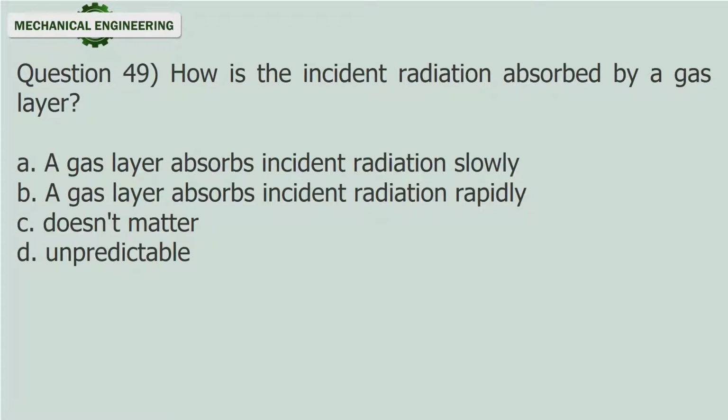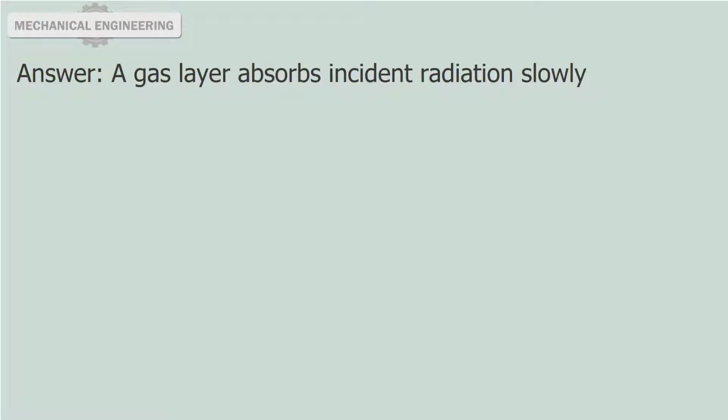Question 49. How is the incident radiation absorbed by a gas layer? A. A gas layer absorbs incident radiation slowly. B. A gas layer absorbs incident radiation rapidly. C. Doesn't matter. D. Unpredictable. Answer: a gas layer absorbs incident radiation slowly.